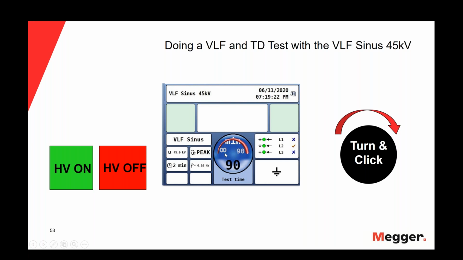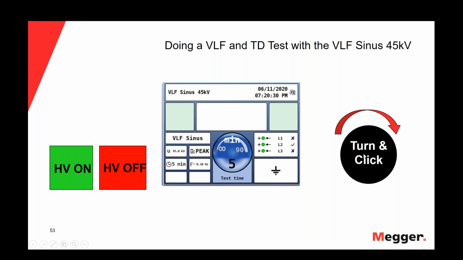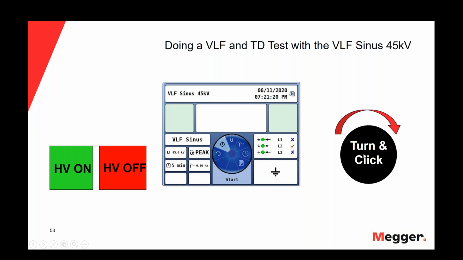For instance, if I decrease the frequency and I need to do a VLF test during maybe 2 or 3 hours, I can leave the unit in infinite and the unit will work for 3 hours. But for this example, I will select 5 minutes. I click on it and I'm ready to start with my VLF test. The only thing that I need to do is to press one more time the rotary knob to start the test.